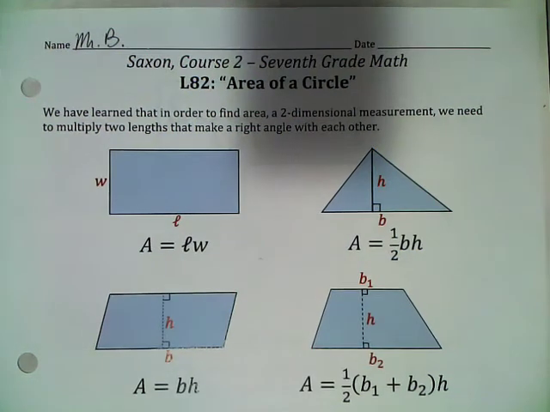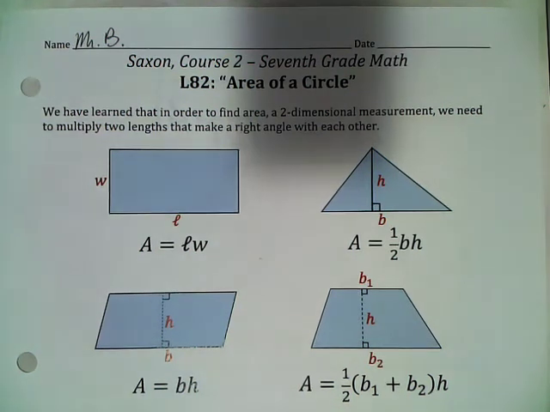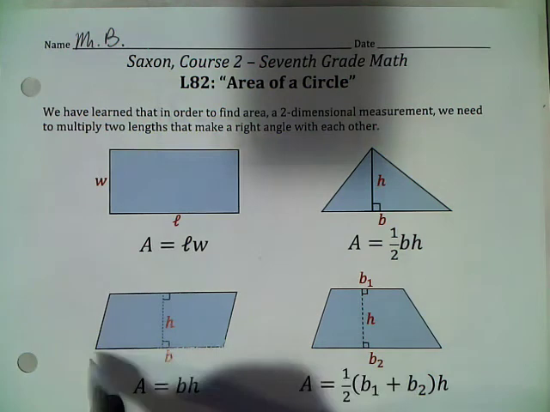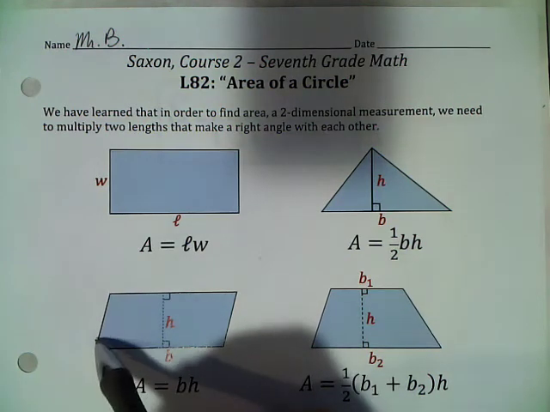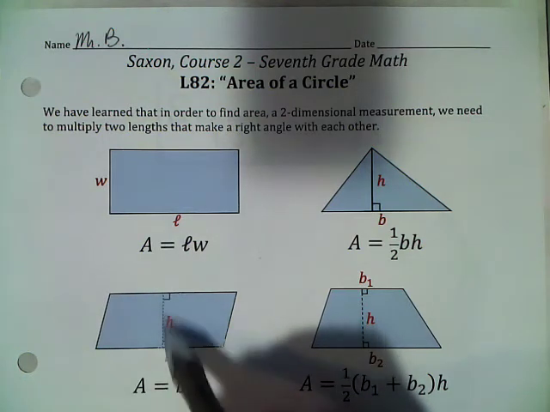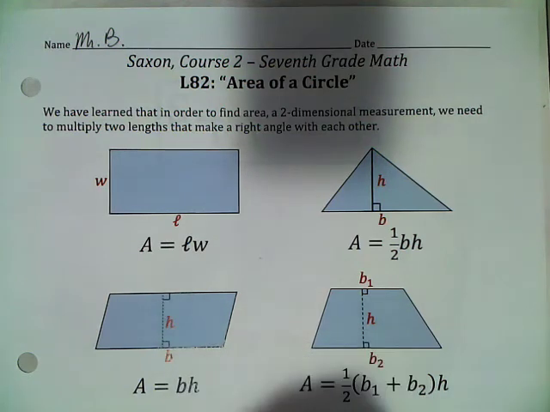Now, parallelograms are kind of like a rectangle that's been pushed over into a slant. However, we have to look for the right angle. So I'm not just going to take this base here and multiply it by the side, because that's not a right angle. So instead, we've got to look for what we call the height. The height makes a right angle with both the top base and the bottom base, or the left base and the right base, depending on how your paper's turned.